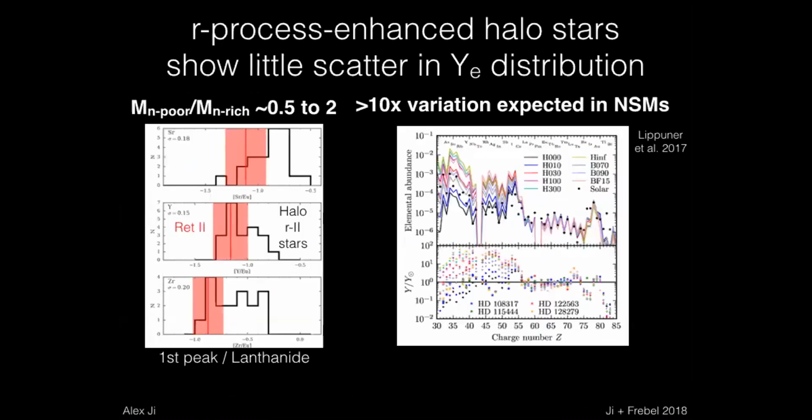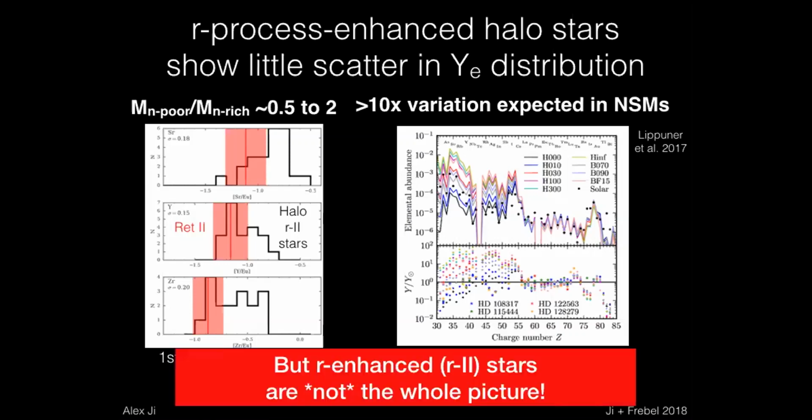And as a cautionary tale, this is a slide that I showed at the JINA Frontiers meeting like 2 years ago, where I said, oh, when you look at the most R process enhanced stars, you have a remarkably low scatter in the lanthanide fraction, in the ratio of the first peak elements to the lanthanides. And I said it spans only like a factor of 4, which is very surprising because in the models, we expect something like over a factor of 10 variation in this ratio. And I think that statement is technically correct, but the problem is that these R-enhanced stars are not the whole picture of stars.